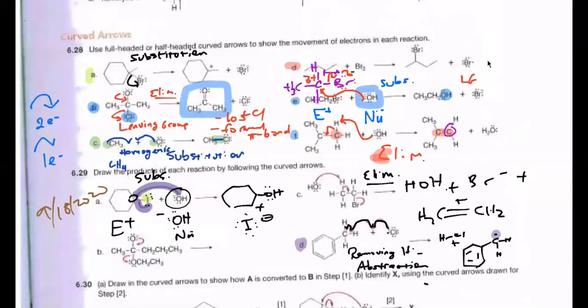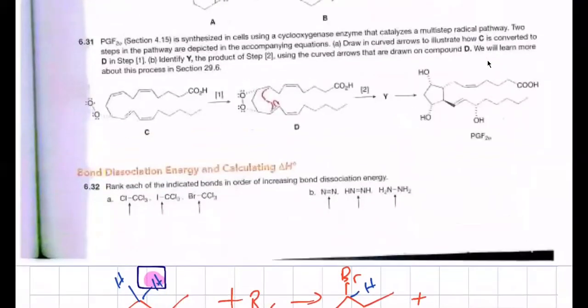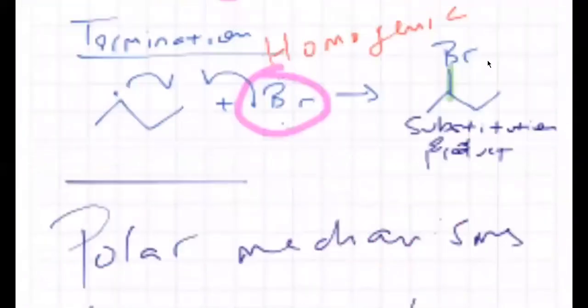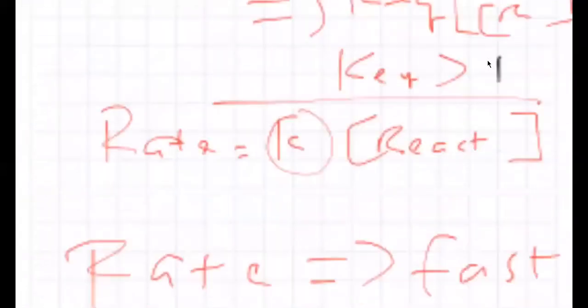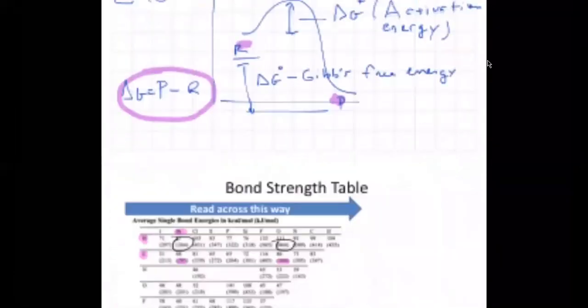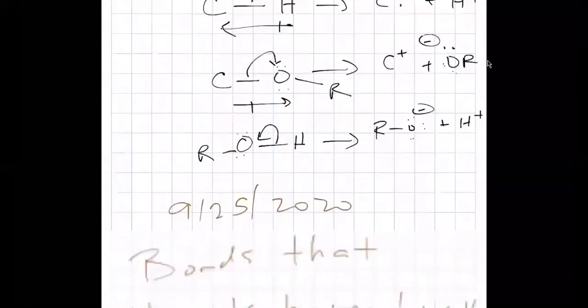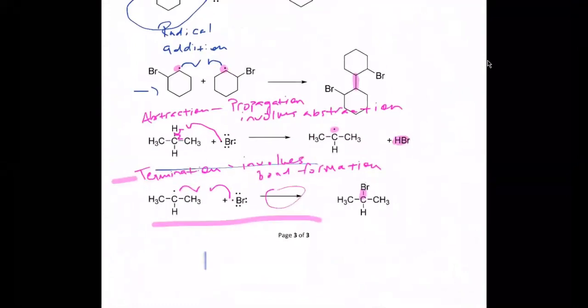Let me see if there's any more radicals up here. I don't think so. I think we did the other one already. We did D and discussed that. So now let's go down to this page because we're going to work through a radical substitution. It may take us this class and the next class, but we're going to get it done.